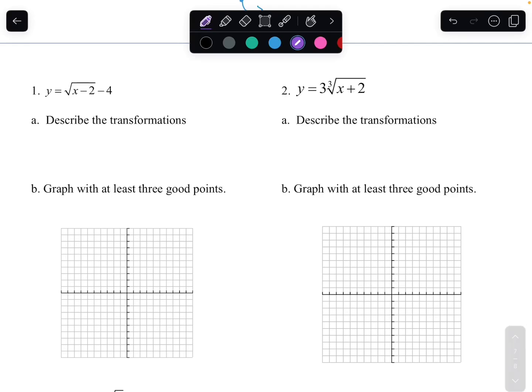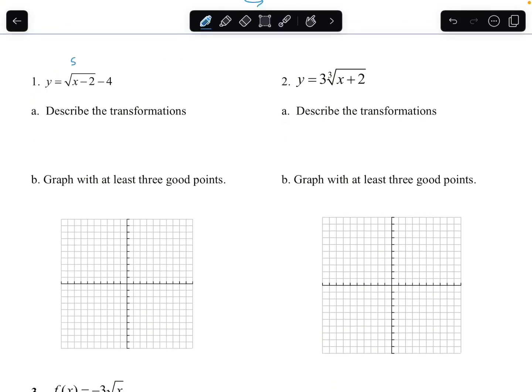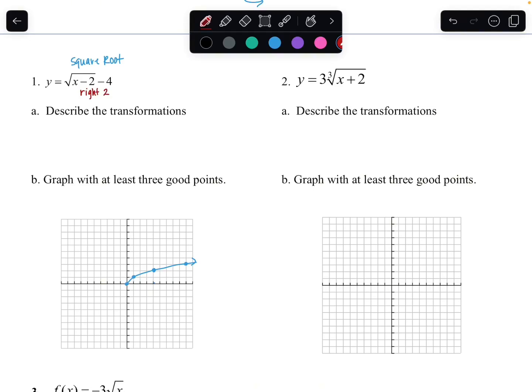Okay, and so for these next examples, we're going to write what the transformations are, and then we're going to use our parent function to be able to graph. So starting with number 1, this is square root. And so we can picture our square root parent function. It goes (1, 1), (4, 2), and then (9, 3). And so the transformations are right 2 and then down 4.